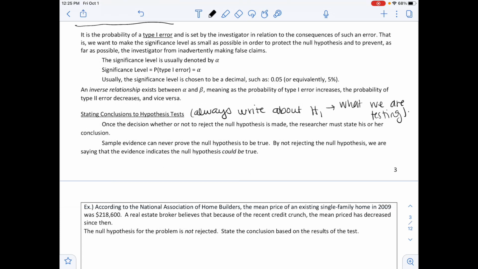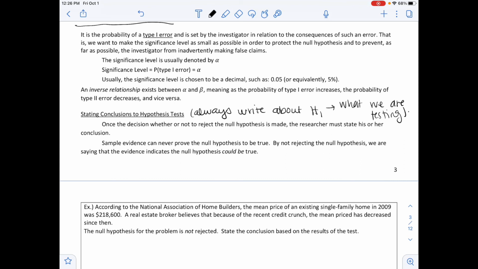So once the decision whether or not to reject the null hypothesis is made, the researcher must state his or her conclusion. Sample evidence can never prove the null hypothesis to be true. By not rejecting the null hypothesis, we are saying that the evidence indicates that the null hypothesis could be true. Remember, there are errors in things, and so we're never going to be 100% confident of any decision, but we'll be pretty close.